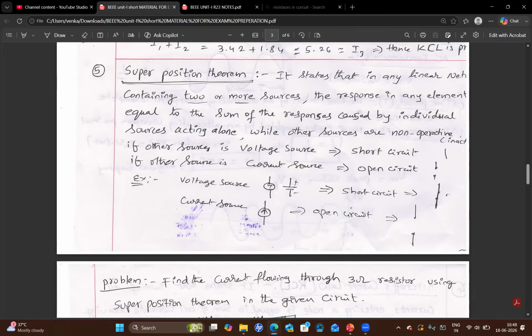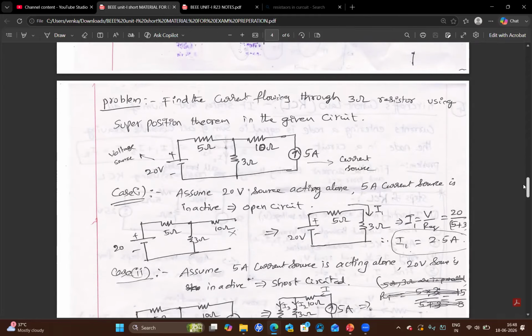Okay. So once again, I will describe the statement by looking at an example. If you observe an example, then you can clearly understand how simple the statement is. Now, let us observe the example. We need to apply the superposition theorem to this circuit, and you need to find the current flowing through the 3 ohm resistor using the superposition theorem.